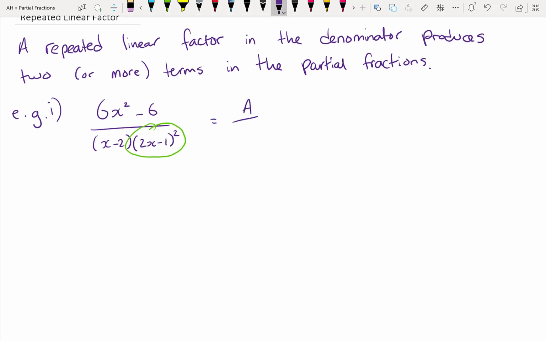So just like before, we're going to have a over x minus 2 plus b over, and this is where we need to account for anything, because when we brought it together and simplified it, we don't know what might have gotten lost in the process. And so whenever we've got any of the brackets with a power, we have to include all of the powers smaller than that as well. Okay, so the first thing we're going to do is b over 2x minus 1 plus c over 2x minus 1 squared. Okay, because if we were to bring this as a common factor, there could have been a 2x minus 1 somewhere in the mix.